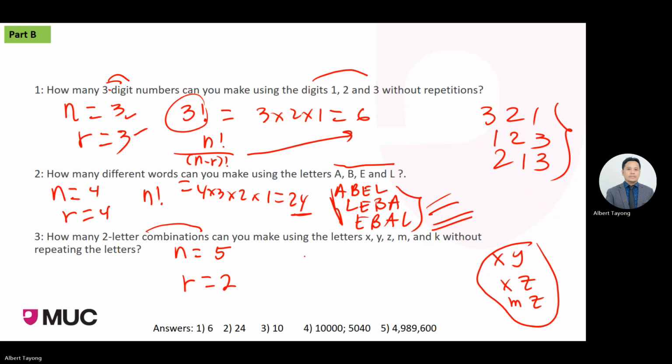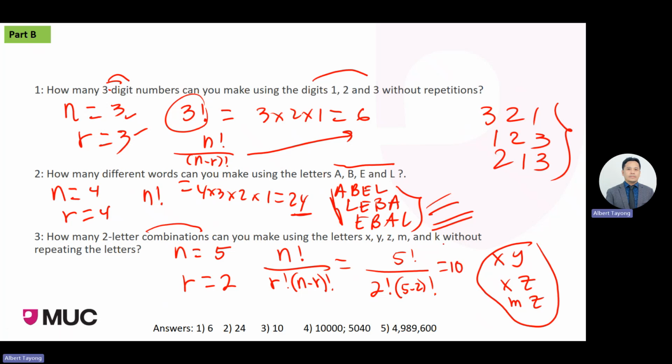So the formula is N factorial over R factorial times N minus R factorial. So we have 5 factorial over 2 factorial times 5 minus 2 factorial. So the answer there is actually 10. So please check this during your free time. Okay, so let's proceed to the next.